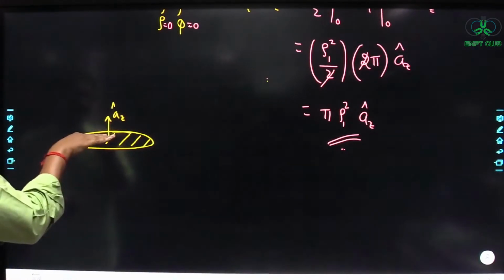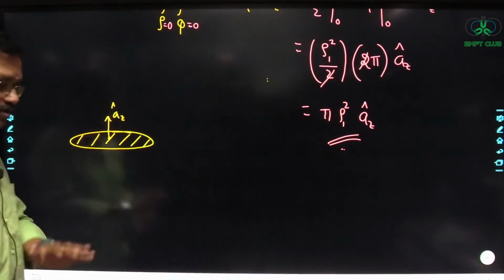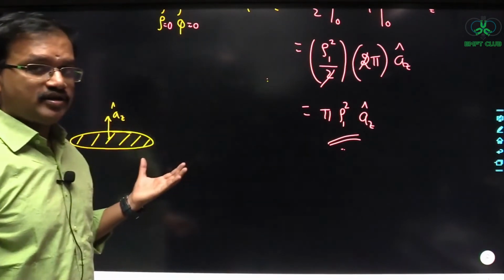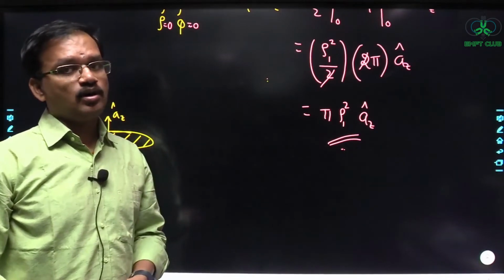if you extend this surface in its perpendicular direction, what are you going to get? You are going to get the volume of the cylinder. That is the concept here. Take any surface and extend that surface in its perpendicular direction. You are going to get the volume.